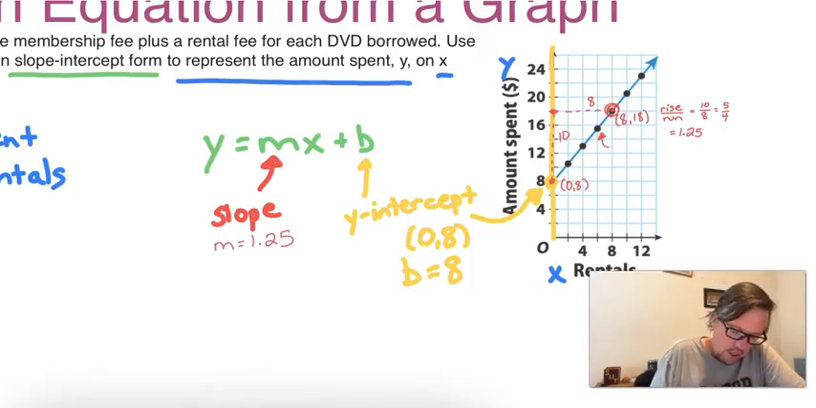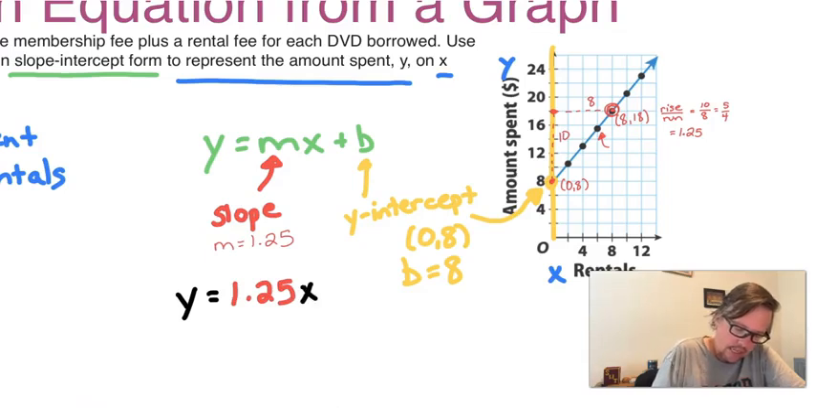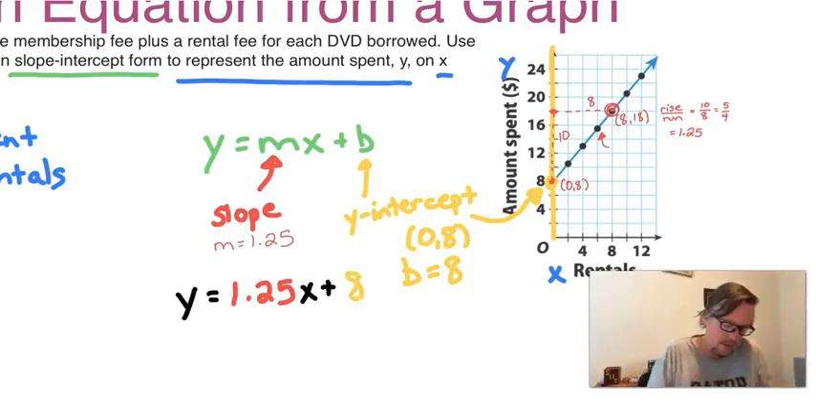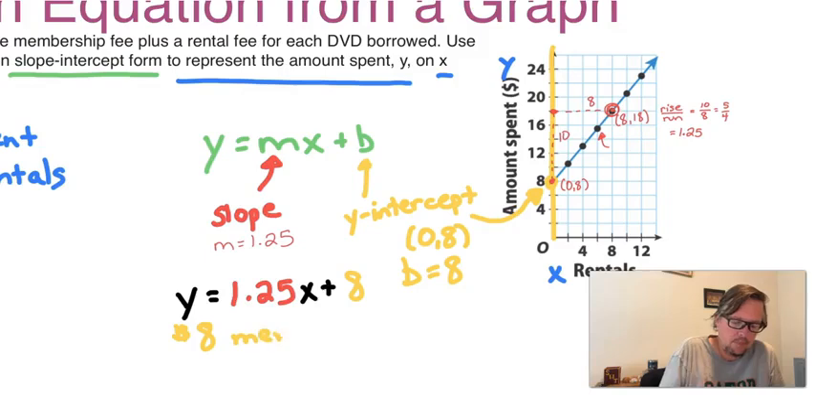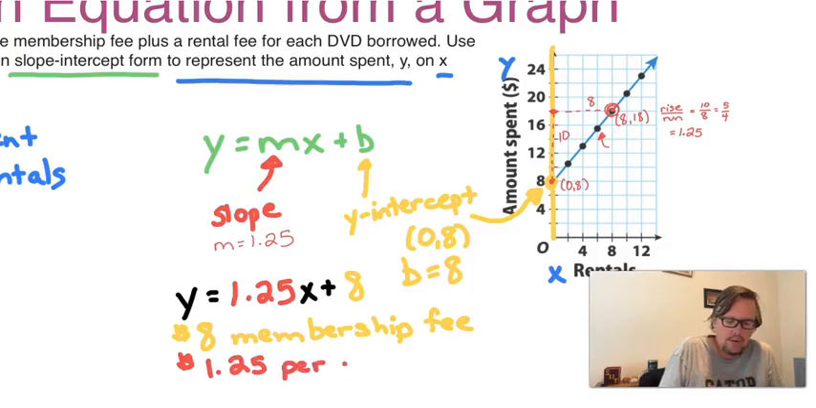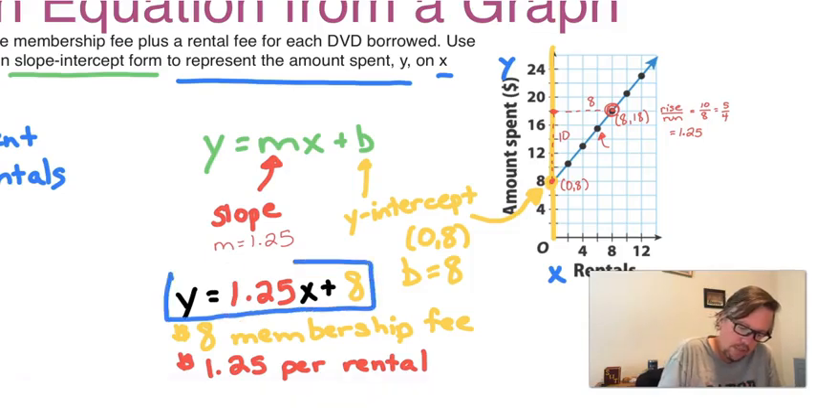Okay, so slope was y equals mx plus b. So we can now do y equals 1.25x, and then our y-intercept was 8, so plus 8. So what this means is there is an $8 membership fee, and then it's $1.25 per rental. This, I think, is the best way to write the equation, as I said, because it looks like money.